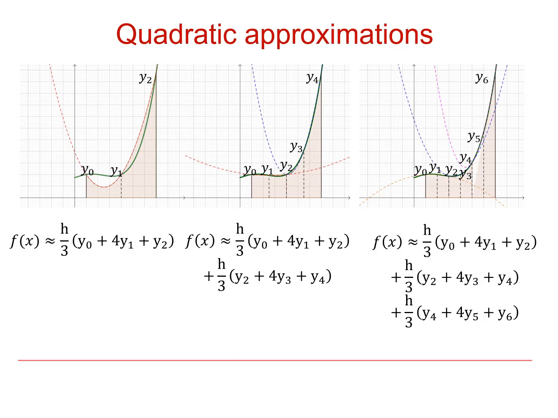Here are those 3 graphs again, but placed underneath each is the sum of the quadratics that we're fitting to our given curve. And if we start looking at those in more detail, you can end up seeing that we've got a common factor of h over 3. We've got 4 times the odd ordinates. We've got repeated even ordinates, except for the last ordinate and the first ordinate.